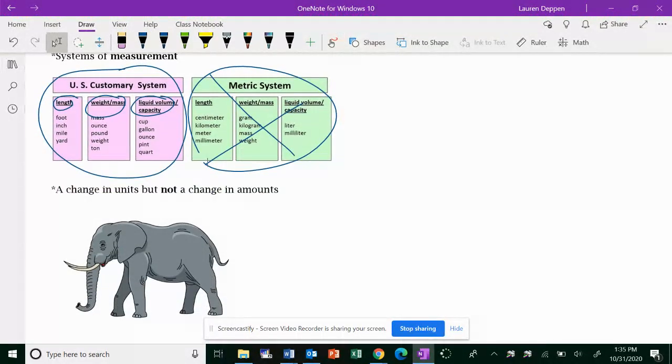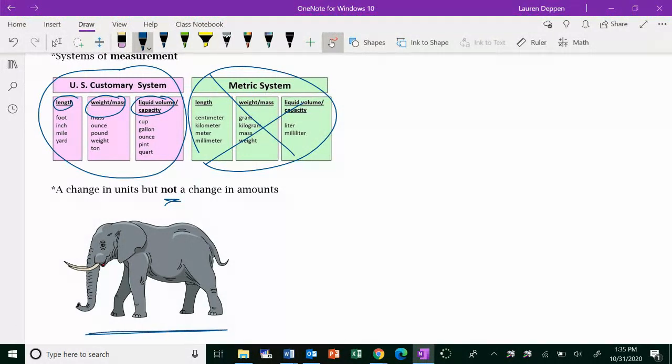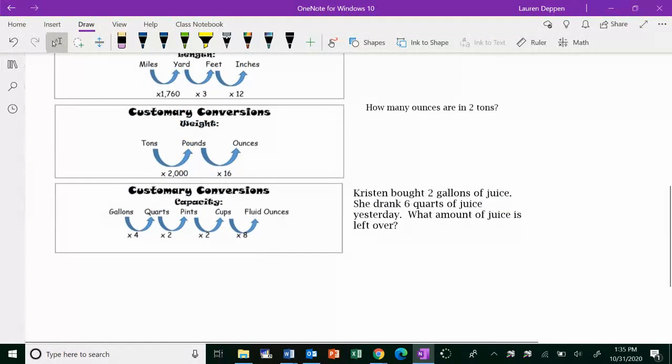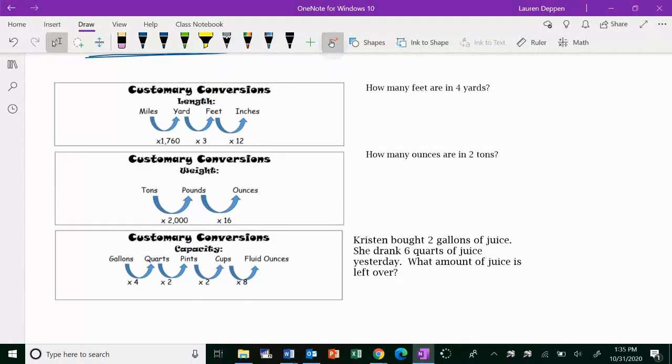Remember, we're going to change the units, but we're not going to change the amounts. For example, if I'm weighing an elephant, the elephant weighs 1 ton, let's say. But if I'm weighing the elephant in pounds, that same elephant would weigh 2,000 pounds. I didn't change the amount of elephant on the scale, I just changed the unit that I'm measuring him in.